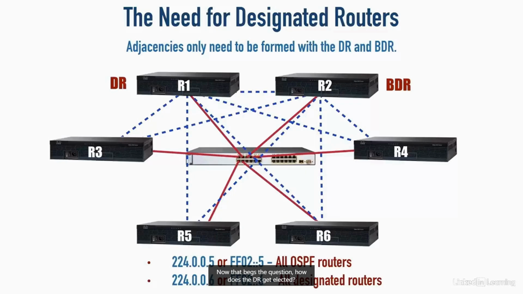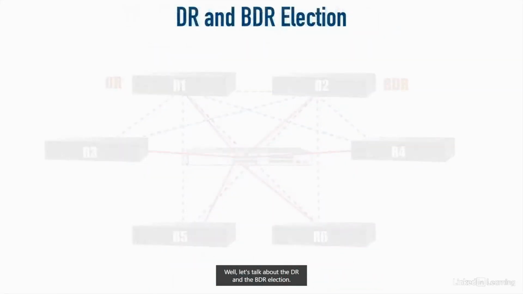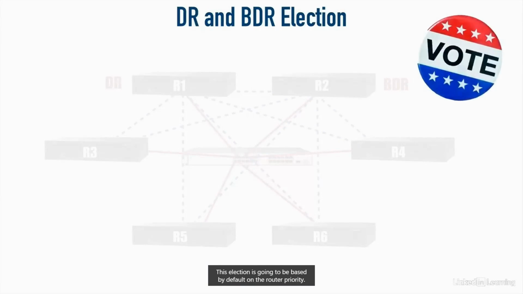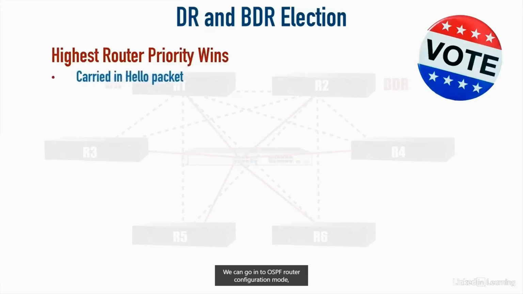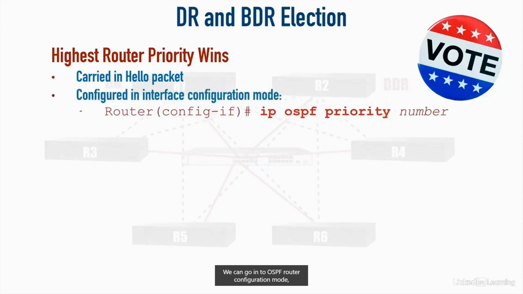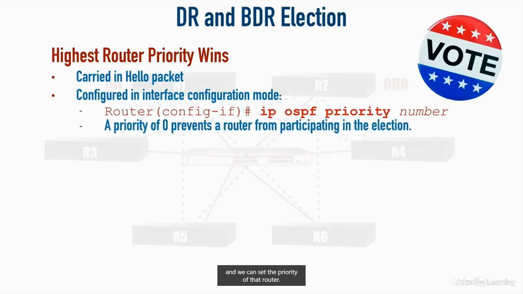Now that begs the question, how does the DR get elected? Well, let's talk about the DR and the BDR election. This election is going to be based by default on the router priority. We can go in to OSPF router configuration mode and we can set the priority of that router. And we're communicating that inside of a hello packet with our neighbors.